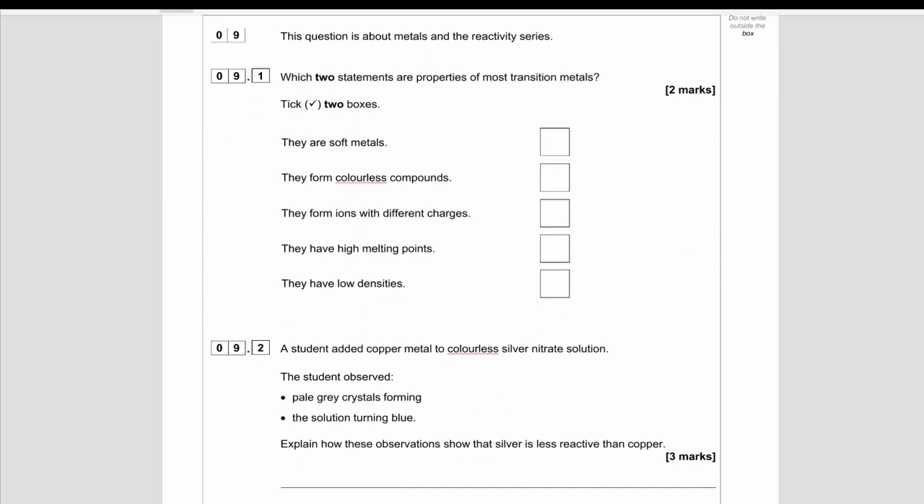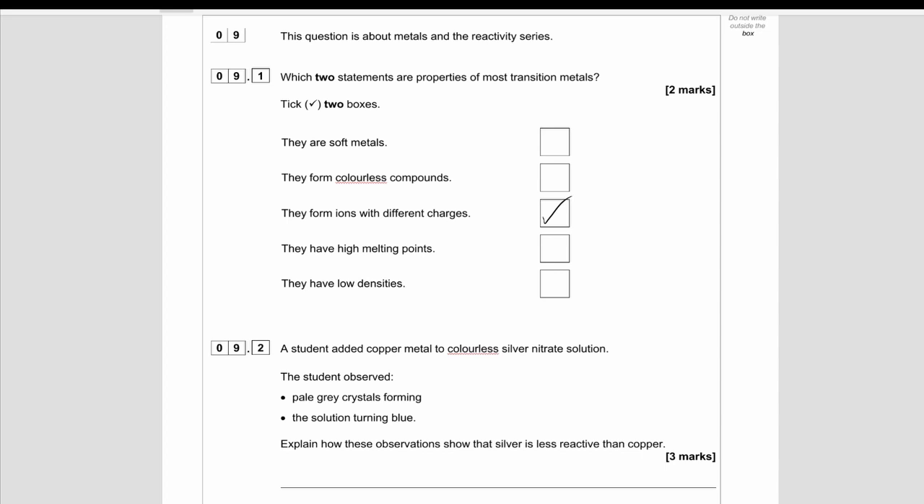Question number 9 is about metals and the reactivity series. Which 2 statements are properties of most transition metals? We had to read through these, and you should know some of these are about transition metals. They can all form ions with different charges. If you ever look at a periodic table in your science classrooms, you'll see the transition metals have got multiple charges in the boxes with them, and that's because they form ions with lots of different charges.